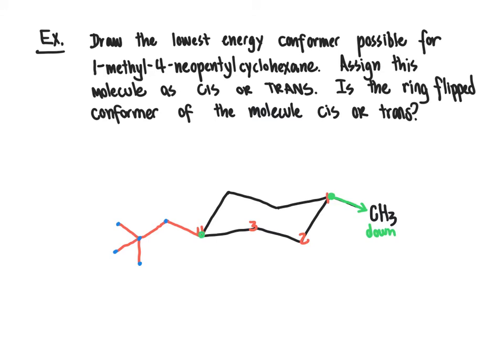Over here, we look at position 4 and we ask ourselves, is the branch right to here, above or below? In other words, is it up or is it down? It's up. And so we would describe this as being the trans stereoisomer. So we could say, based on this information, due to the fact that the lowest energy conformer that's possible for this molecule happens to be a trans stereoisomer, that the trans stereoisomer of the molecule is more stable than the cis. So we've assigned this molecule as trans.